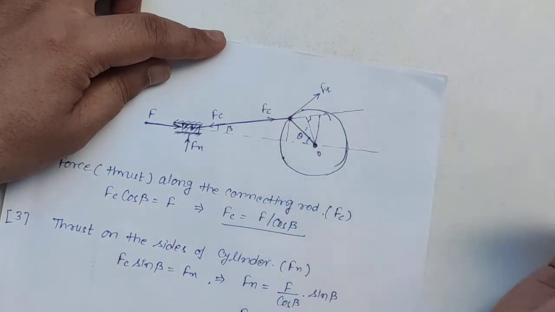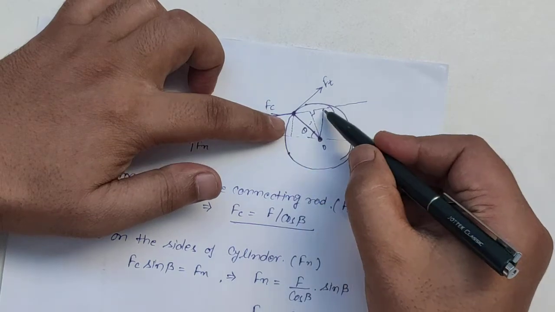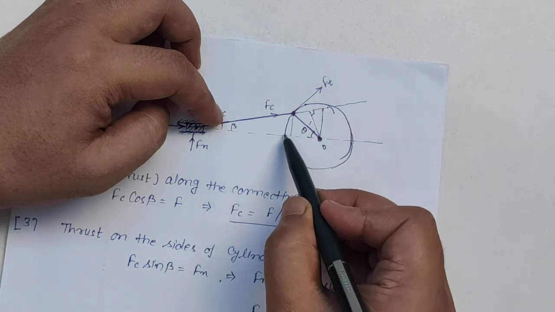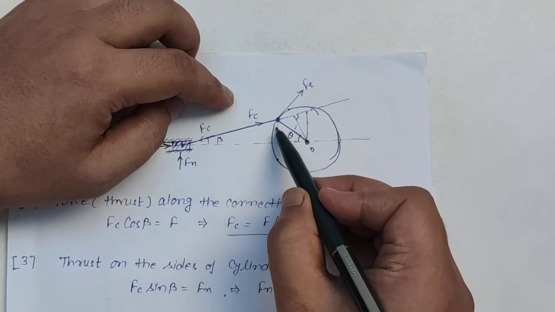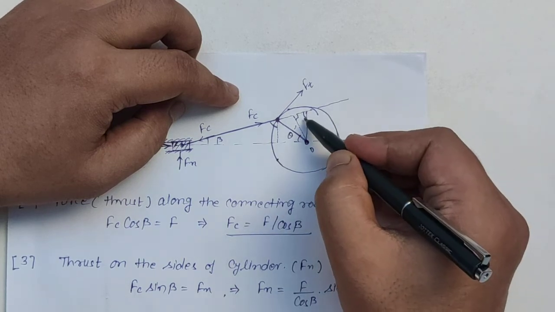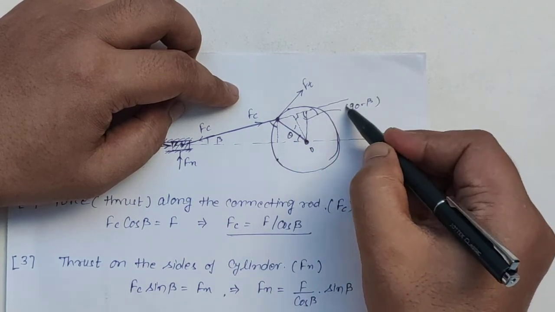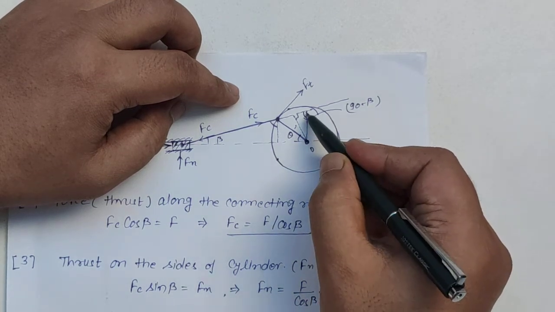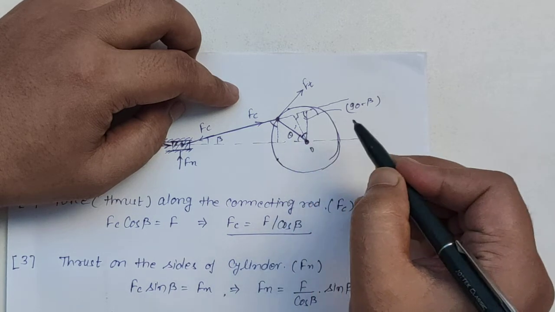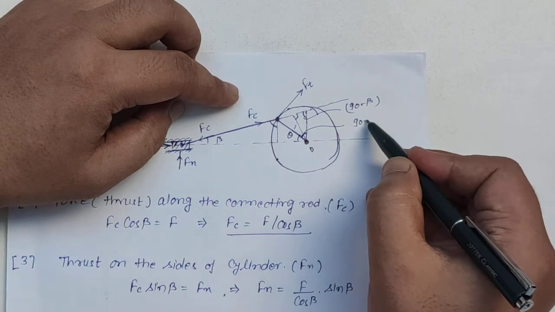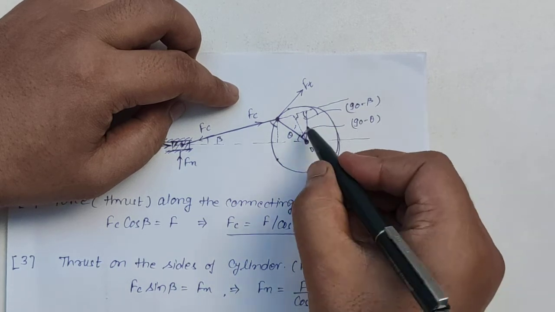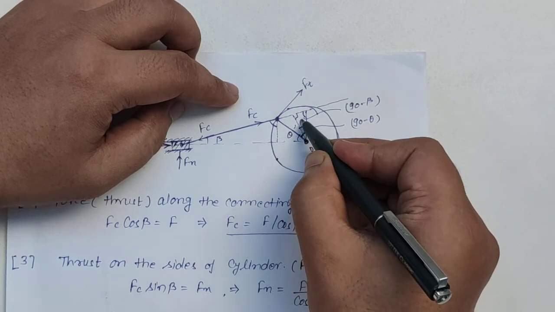So this is the 90 degree angle. These two lines are parallel lines. If this angle is beta, and this is 90 degrees, then this one is 90 minus beta. This angle will be 90 minus beta, so this angle will also be 90 minus beta. Now these two lines are perpendicular to each other. This one is theta, so this complete angle will be equal to 90 minus theta. If this angle is 90 minus beta and this is 90, then this angle will be equal to beta.